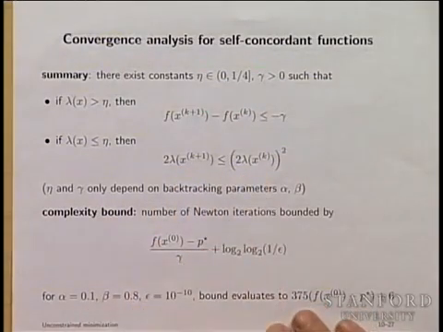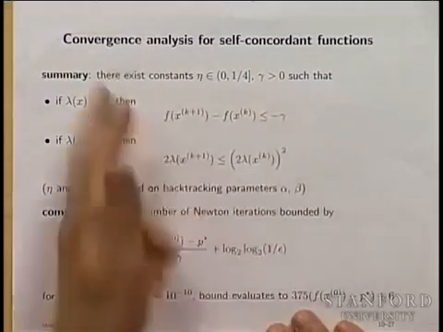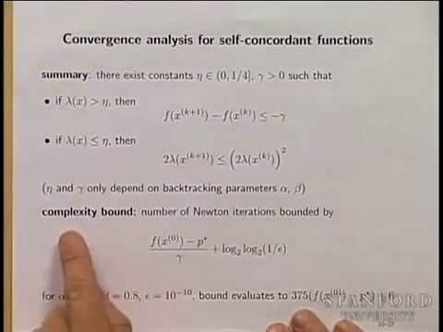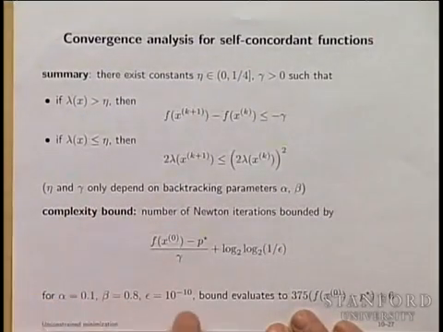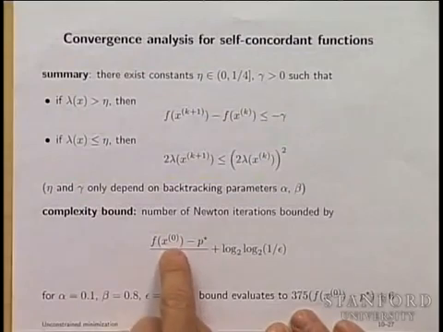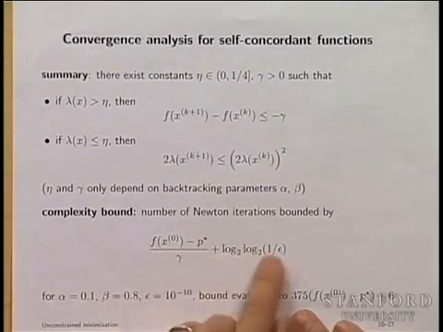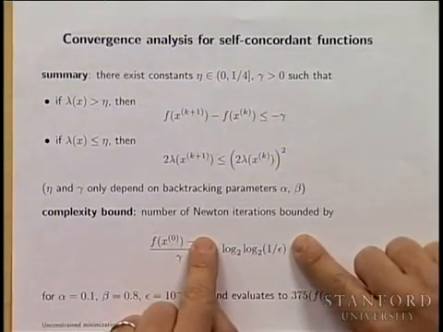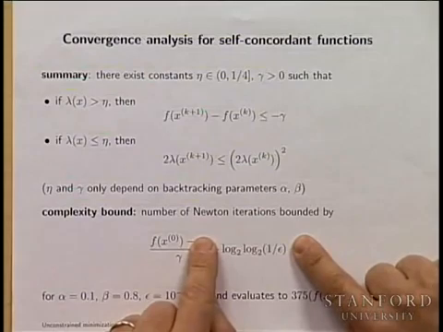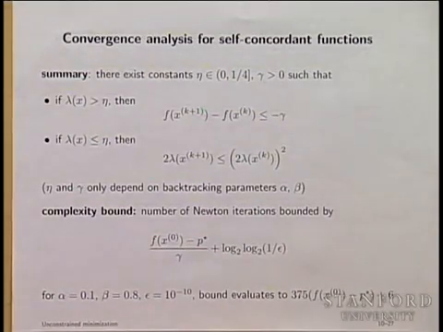Now, here's the most amazing, putting these two together, you get the following. Here's the number of Newton iterations. It's less than the initial function value minus the optimal value divided by gamma plus log log 1 over epsilon. Okay, this we read as 5 or 6. I don't care, but that's 5 or 6. That's it. Okay.